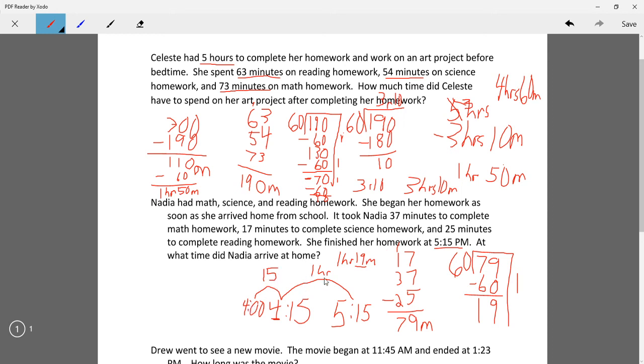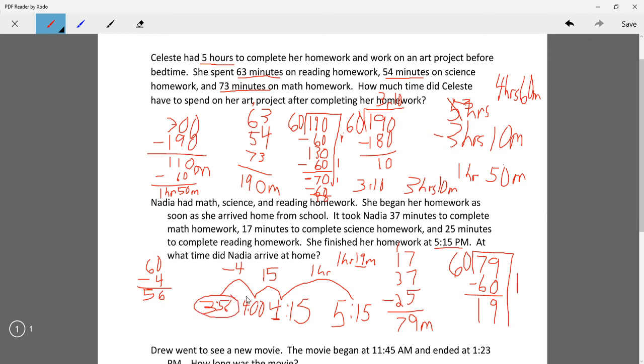So now we have to hop back 19. We've hopped back 15. So I know 15 plus 4 equals 19. So I have to hop back 4 more. And since there's 60 minutes in an hour, and the minute before 4 o'clock is 3:59, I could just subtract 60 minus 4, which equals 56. And then this would be 3:56. So that is the time that she got back from school.